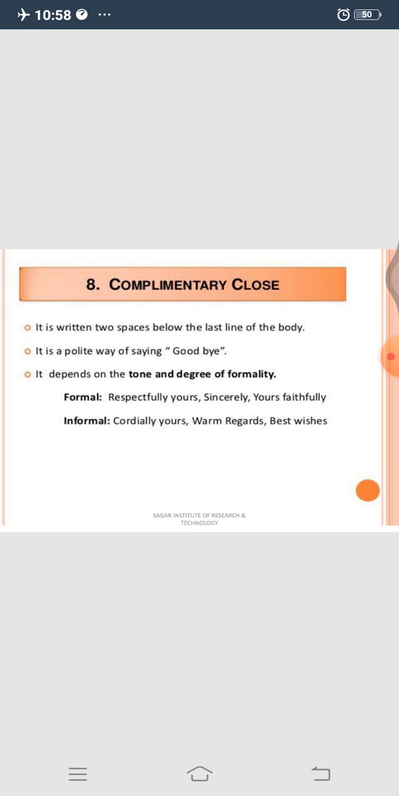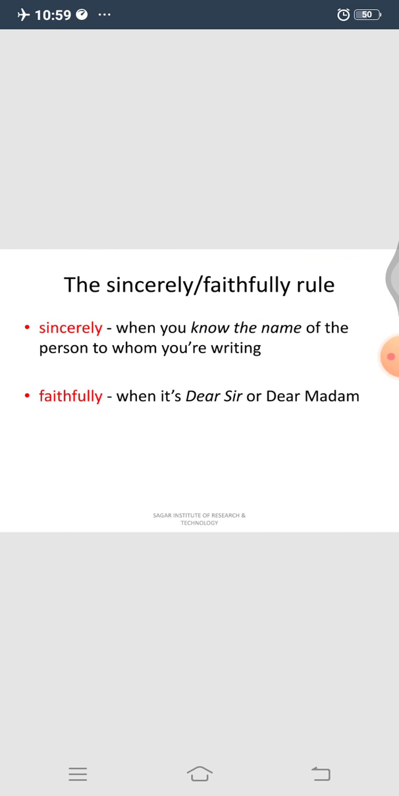Once we have done all these things, I'll show you a format so that you will be able to understand it in a proper way. The complimentary close can be written as respectfully yours, sincerely, or yours faithfully, cordially yours, warm regards, best wishes, any one of these you can choose. And here you have to make sure that you don't write an apostrophe in yours. It is yours, yours. Okay, so in this way.